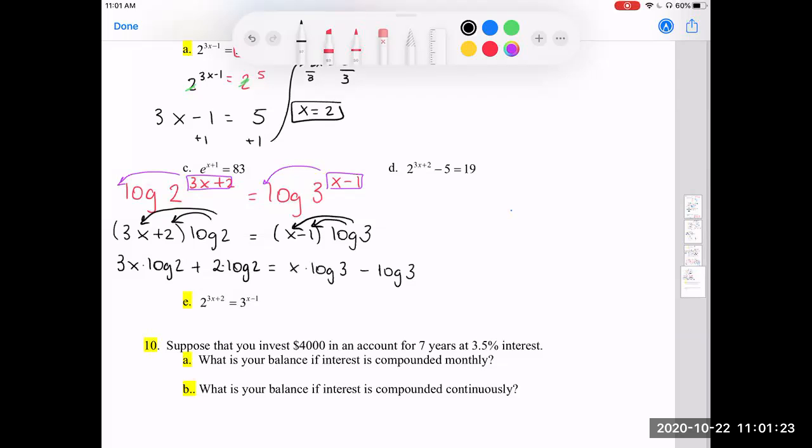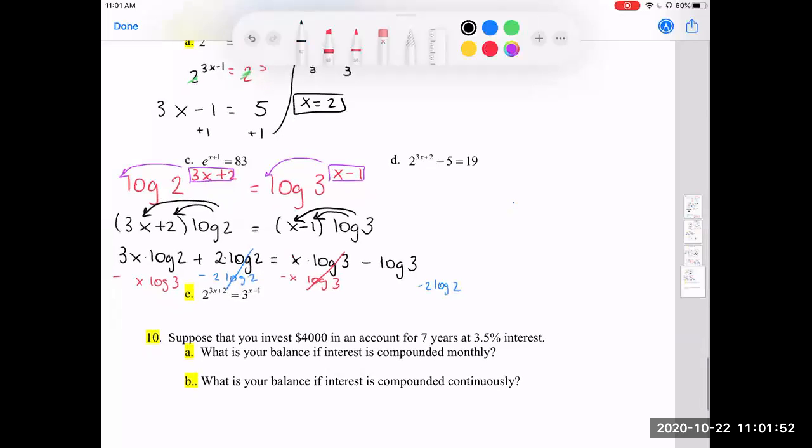Okay, now our goal is to solve for x. So I need to get x on the same side. So let's go ahead and move this x log of 3 so that I can move it to this side. Now I can't really subtract or add them, but I can write them next to each other. Let's also move this other number out of the way, minus 2 log of 2. All right, it got kind of messy. Let's go ahead and rewrite it.